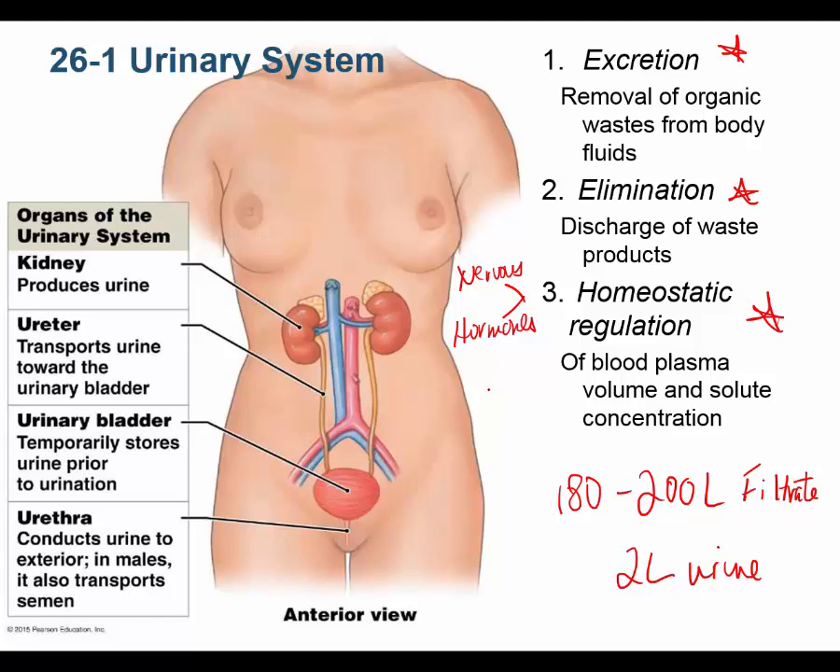So we'll talk about how the nervous system is involved in homeostatic regulation, and the nervous system and the kidneys, and we'll talk about how hormones in the kidneys are involved in homeostatic regulation. For example, erythropoietin and the renin-angiotensin-aldosterone system. So we'll talk about some of these hormones. All right.